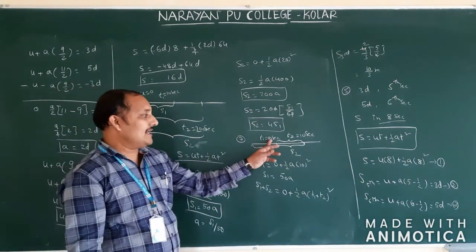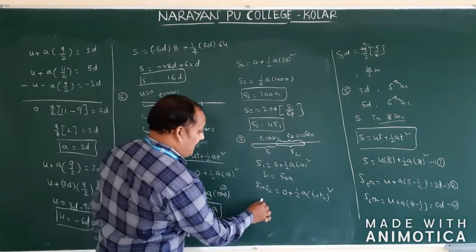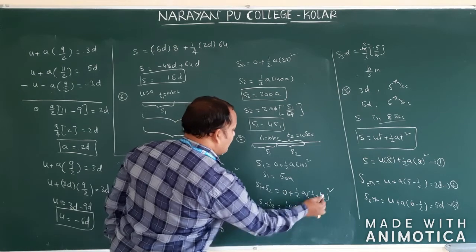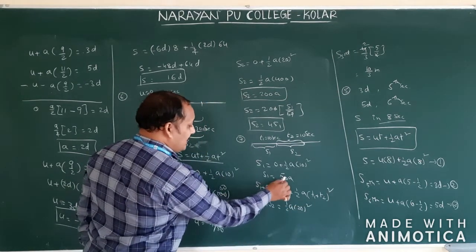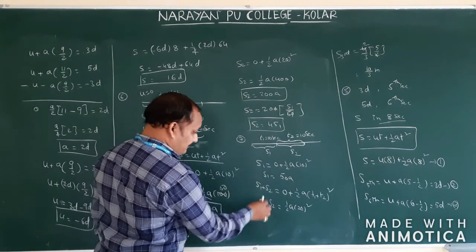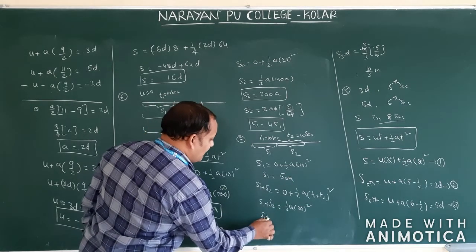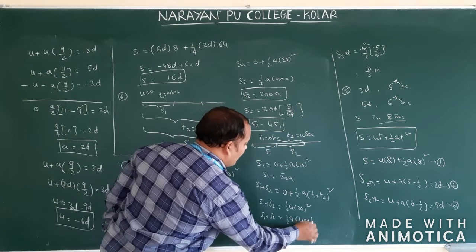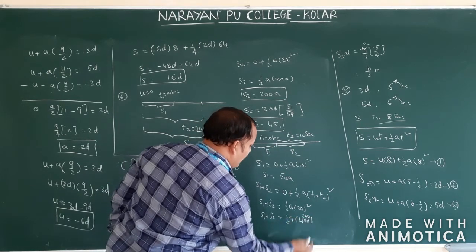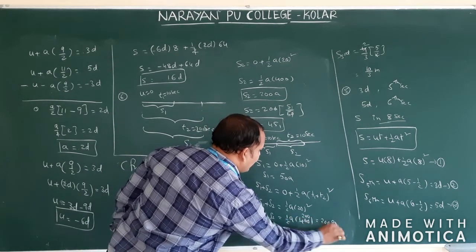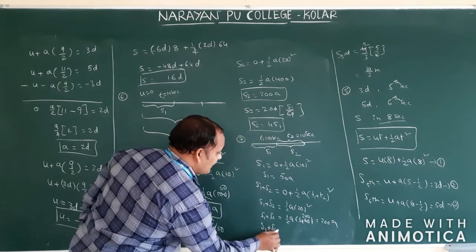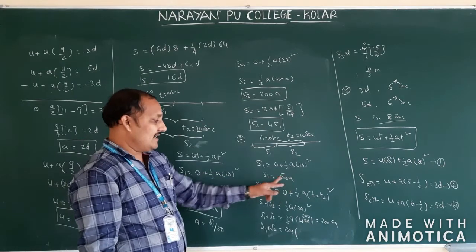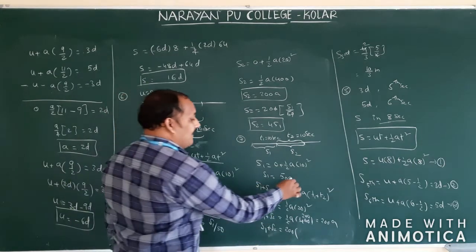What is total time now? 10 plus 10. That is nothing but 20. So S1 plus S2 is equal to half A 20 whole square. Here S1 means how much? 58. Correct only? So S1 plus S2 is equal to 1 by 2A into 400. That is nothing but 200A. S1 plus S2 is equal to 200 into A. A value how much from this equation? S1 by 50. Correct only?